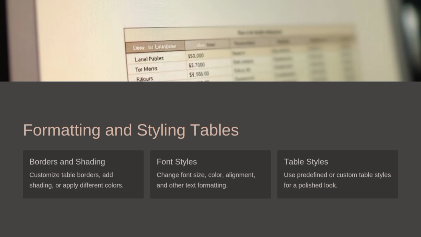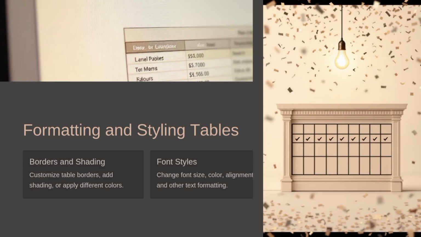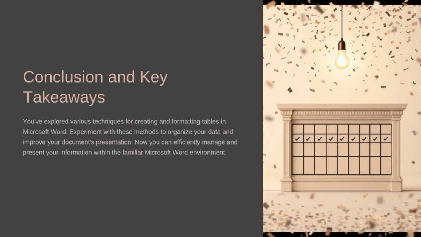Formatting and styling tables. Borders and shading. Customize table borders, add shading, or apply different colors. Font styles. Change font size, color, alignment, and other text formatting. Table styles. Use predefined or custom table styles for a polished look.